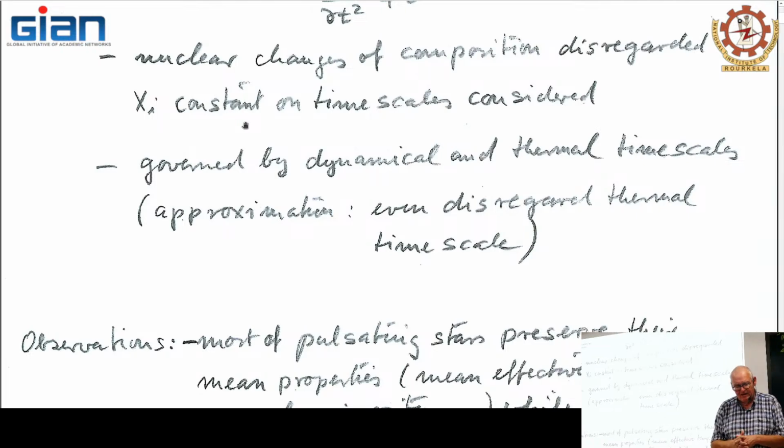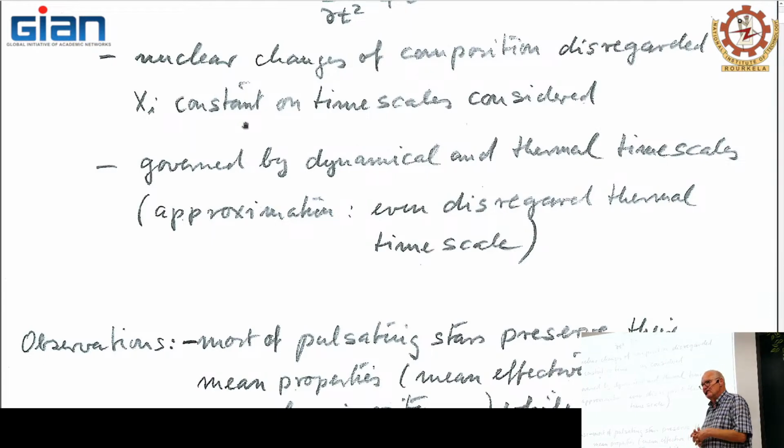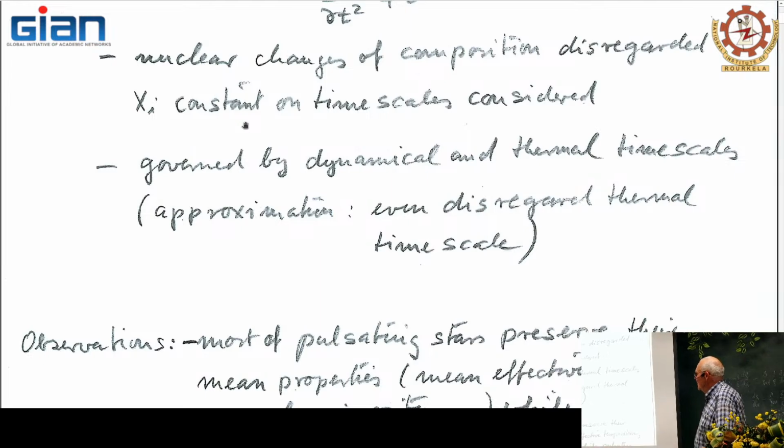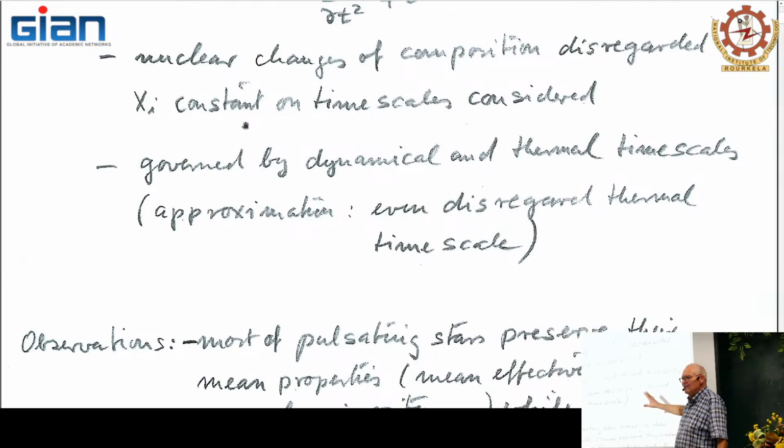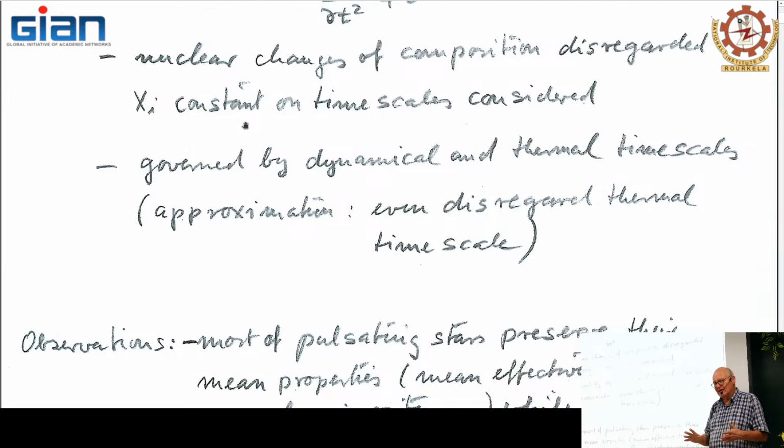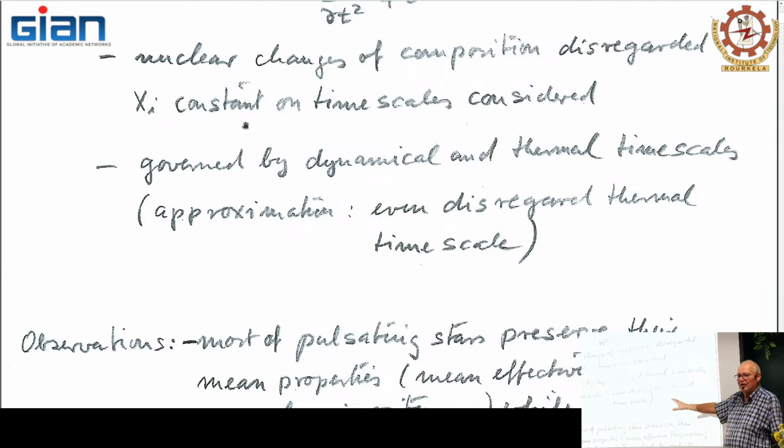pulsational timescale, being of the order of at most a few hundred days, is still much longer than the Kelvin-Helmholtz or the thermal timescale, which is of the order of 10 to 7 years. So one may even think, if one compares the global thermal timescale with the dynamical timescale, that we can disregard thermal processes and disregard the derivatives with respect to time which operate on the thermal timescale. Actually, it's not true.